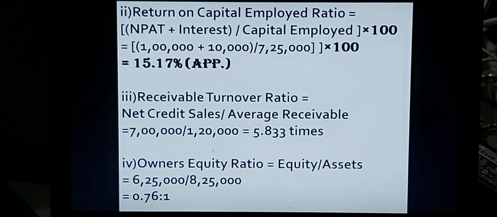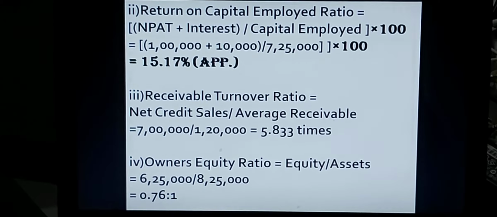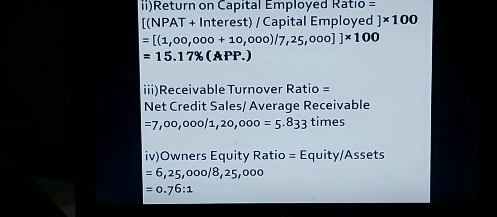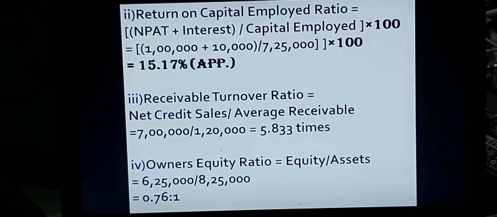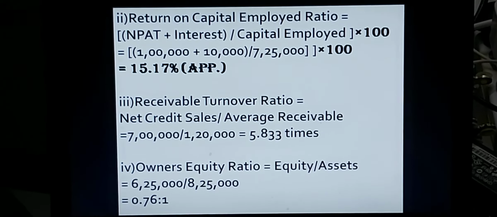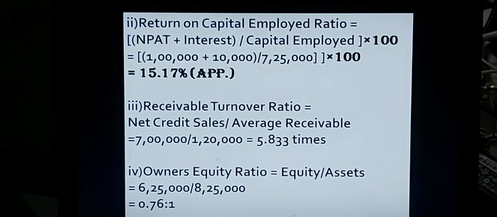Now you can write in the ratio: owner's equity ratio is equal to 6,25,000 divided by 8,25,000. So the result is 0.76:1.